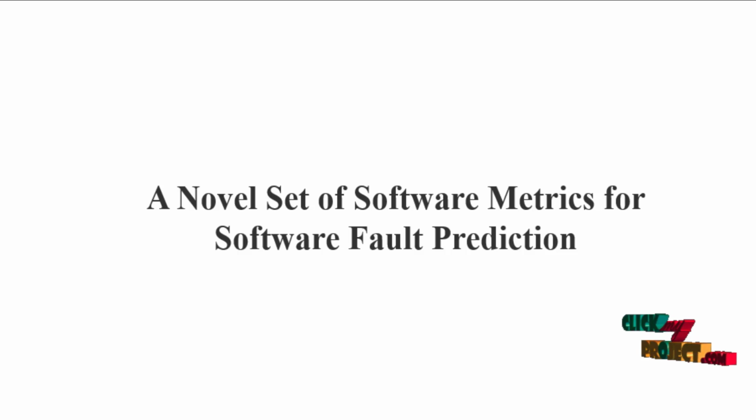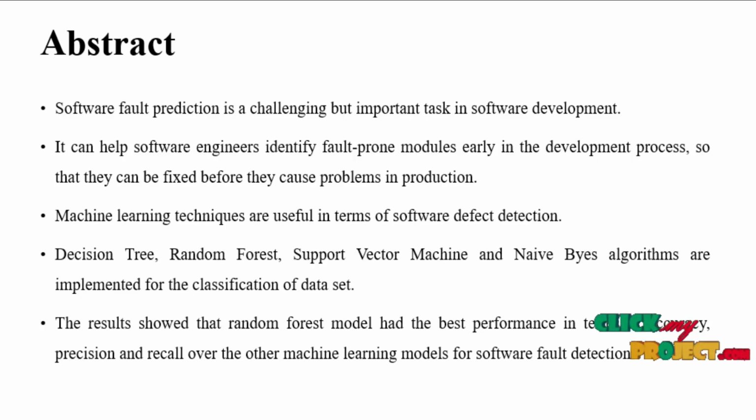In this video, I am going to discuss a novel set of software metrics for software fault prediction. It is our abstract. Software fault prediction is a challenging but important task in software development. It can help software engineers identify faults early in the development process so they can be fixed before they can cause problems in production.